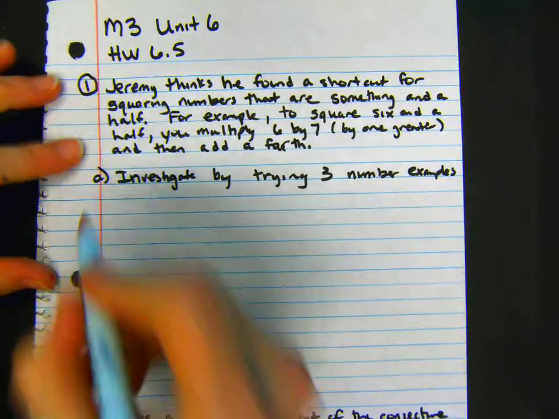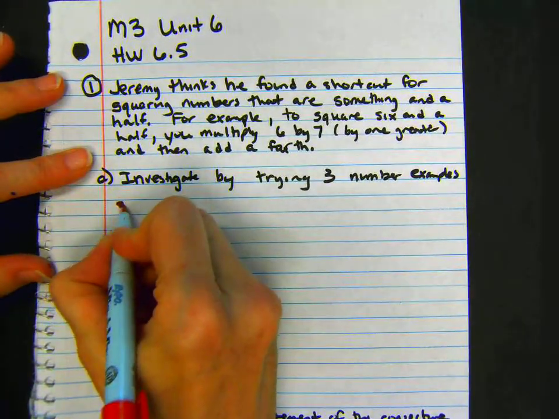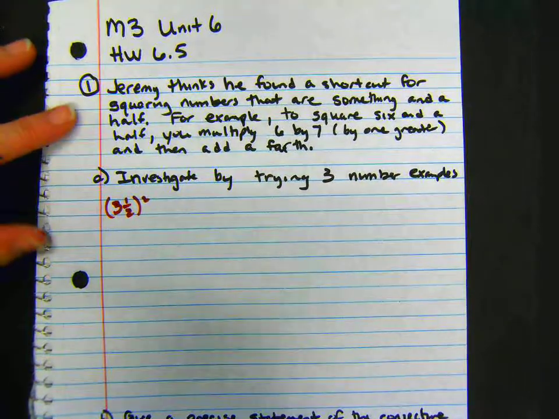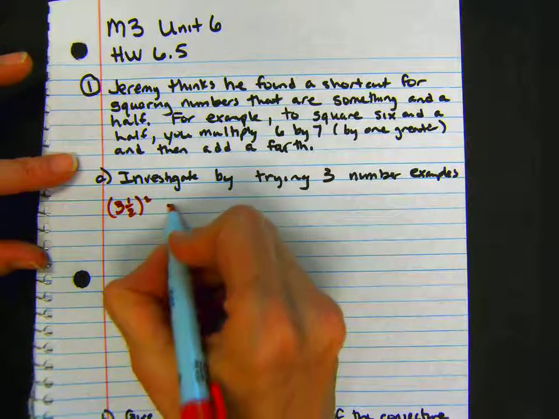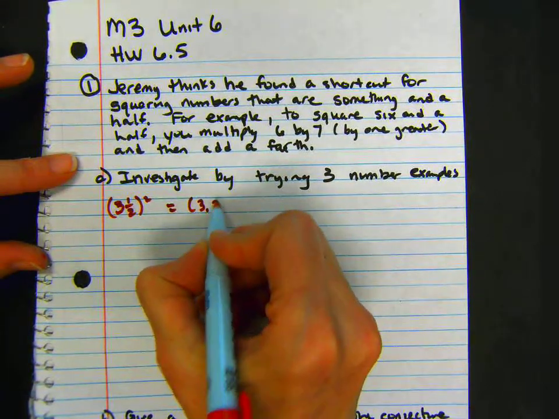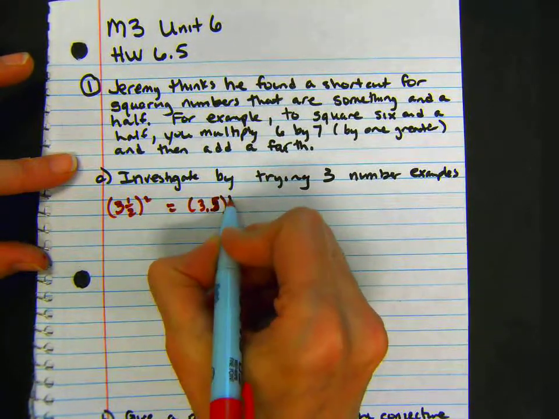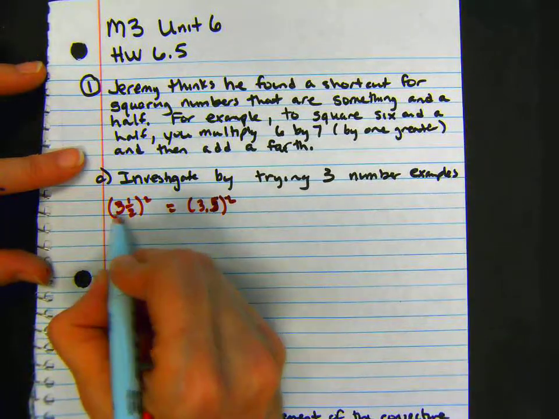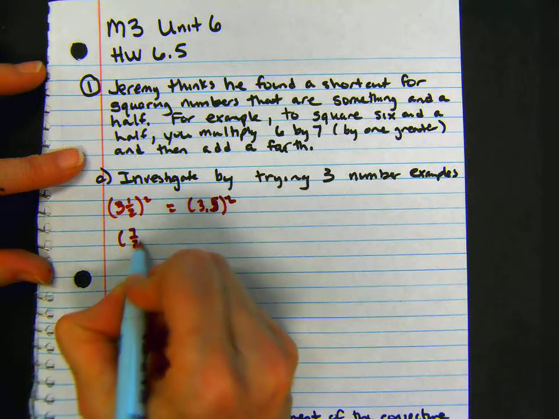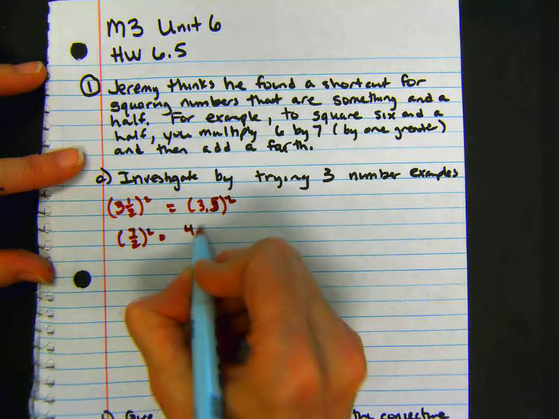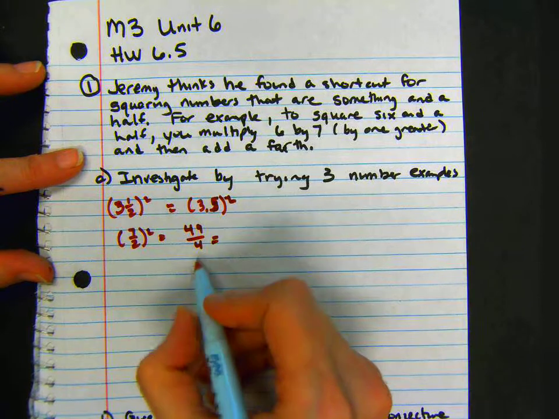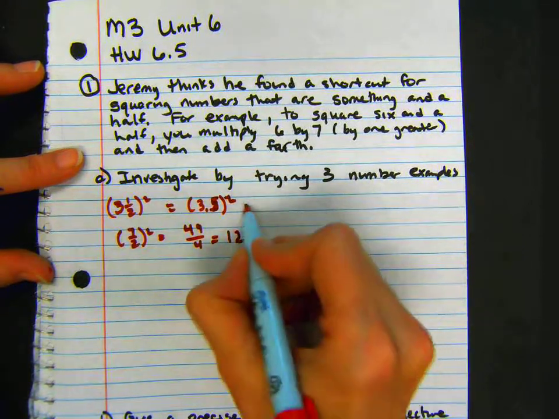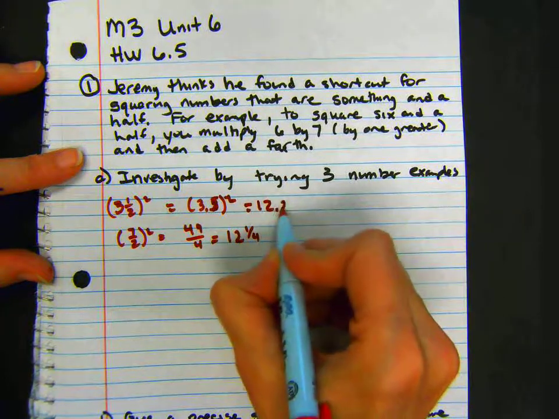So I will try 3 and a half. If I do 3.5 and I square it, if I have a calculator, then I can make that 3.5 squared and just pull that answer. If I'm going to do this by hand, I would probably say 7/2 squared is 49 fourths, which goes in there 12 1/4. If I square this on the calculator, it comes out 12.25.